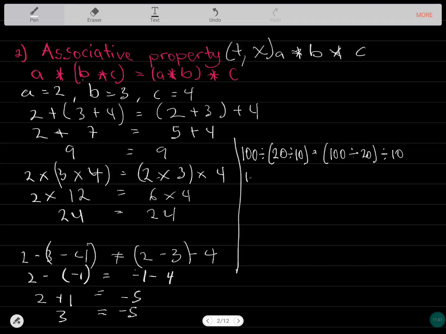So on the left hand side, we have 100 divided by 20 divided by 10. 20 divided by 10 would be 2, so our answer on the left hand side would be 50. On the right hand side, we would have 100 divided by 20, and that would be 5. 5 divided by 10, that would give us 5. And we can tell they are not equal, just as in the case for subtraction. So we can come to a conclusion that whilst addition and multiplication are associative, division and subtraction are not associative.